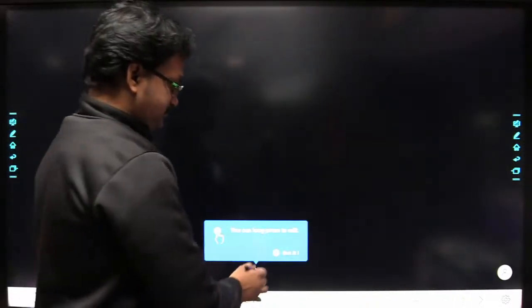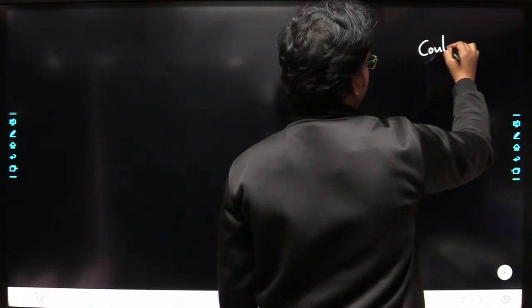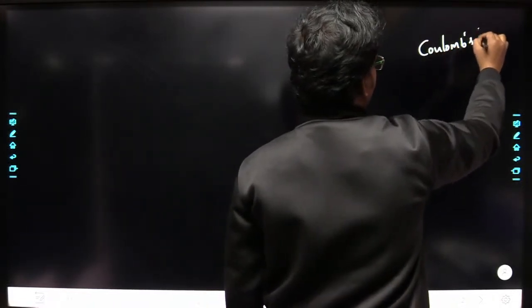So, today we'll try to solve some problems based on Coulomb's law.